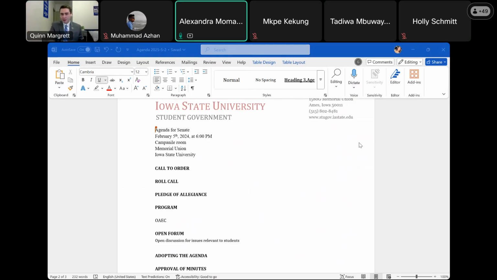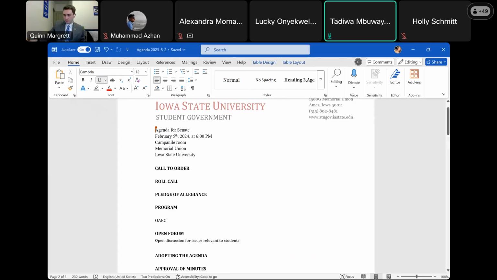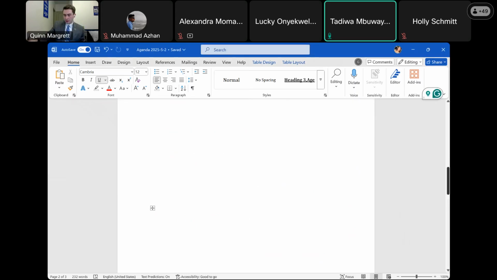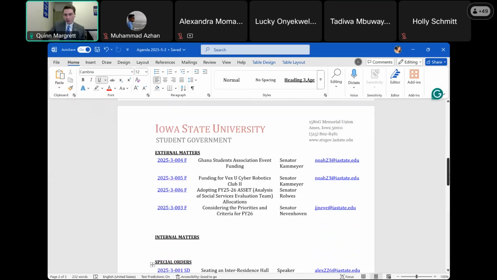Motion to adopt. Second. Sorry, I had my hand raised. Motion to table bill 2025-3-004 and 2025-3-005. Second. I assume those are F, so the first two funding bills? Yes. All right, moved and seconded to table items 004F and 005F at the top of external matters. Are there any objections to tabling those two bills?